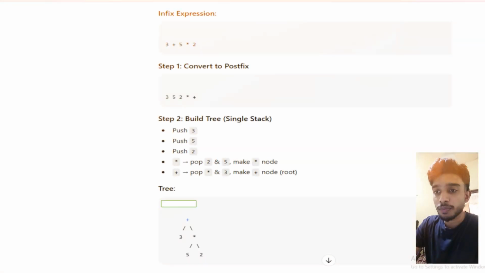This is the example for the postfix method. First, convert the infix expression to postfix. Then, build the tree using a single stack.